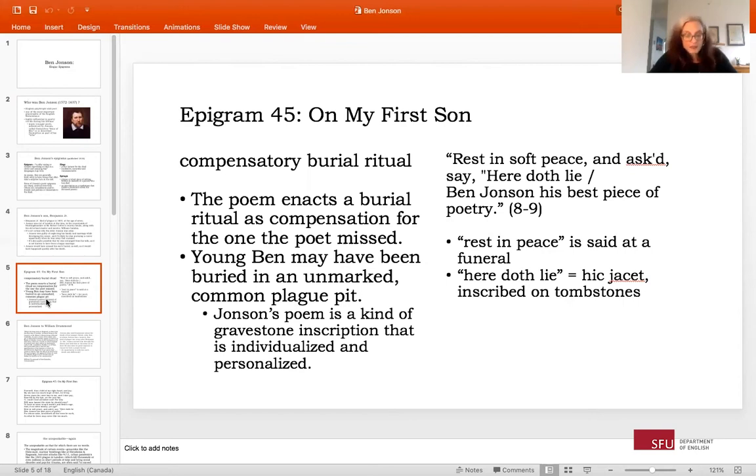And we see this especially in line 9 of the poem, where, addressing his son, the poet tells him, "Rest in soft peace, and asked say, here doth lie Ben Johnson, his best piece of poetry." So "rest in soft peace" is a modified form of "rest in peace," which is what a priest would say at a burial service. And "here doth lie" is the English translation of the Latin "hic jacet," which appears as part of the epitaph on a tombstone, particularly during this time.